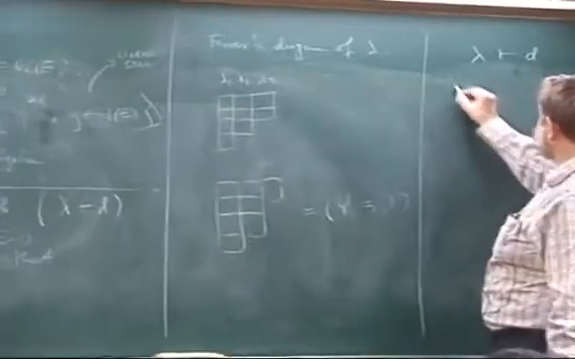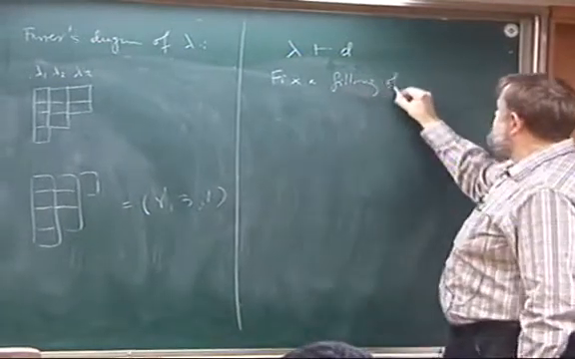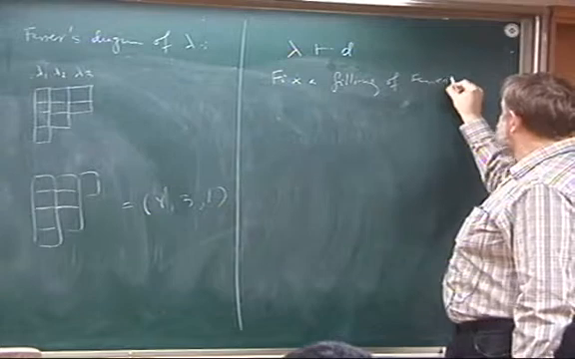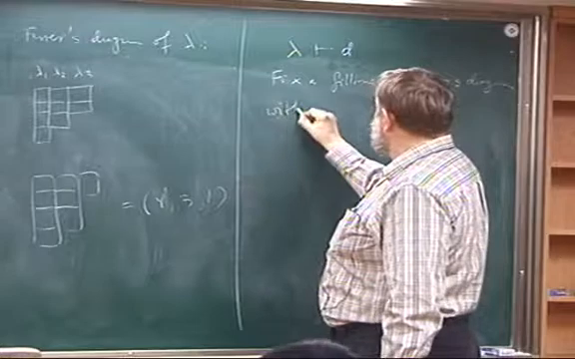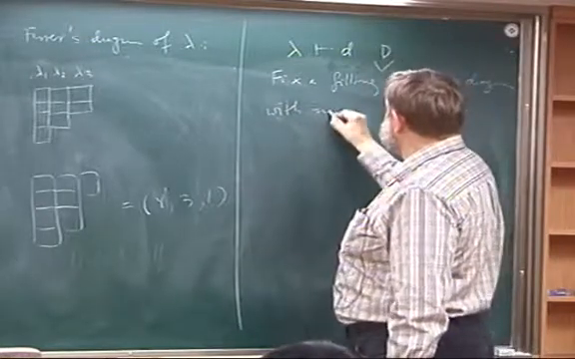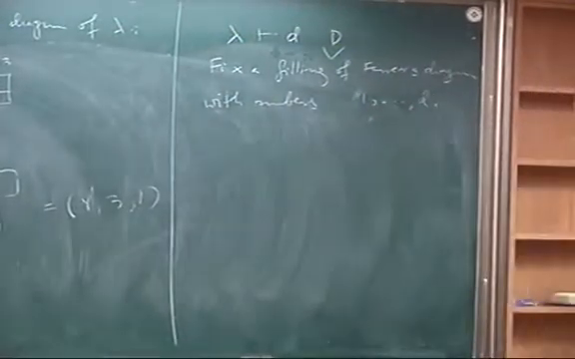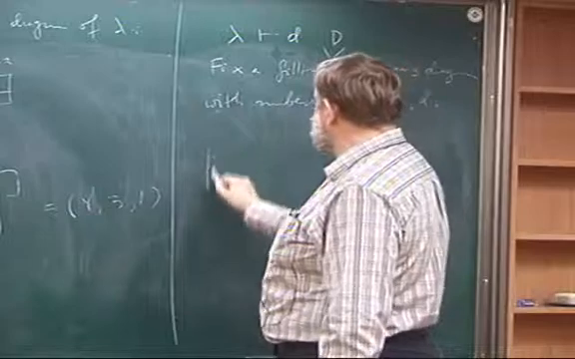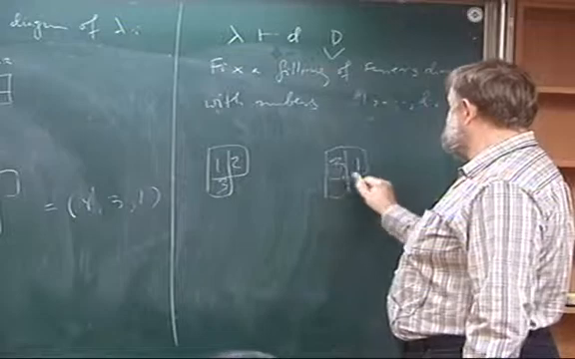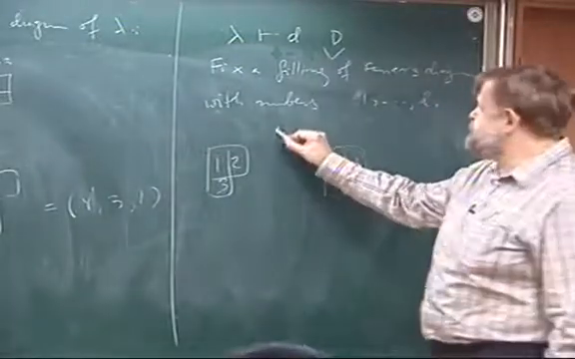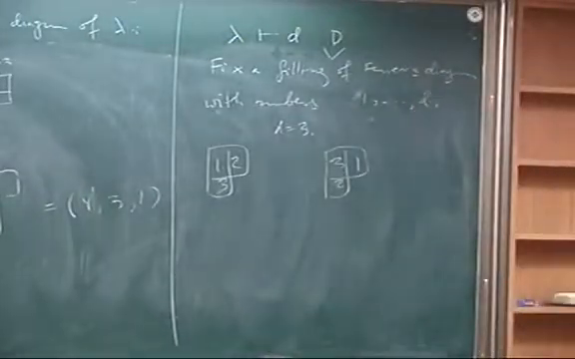And now what I do, I fix a filling of the Ferrers diagram with numbers, and I call this filling of D with numbers 1 through D, without repetitions. So for example, I could take something like 1, 2, 3, or I could take 3, 1, 2. Doesn't matter, for D equals 3. And then for each such filling, I'll define the so-called Young idempotent.